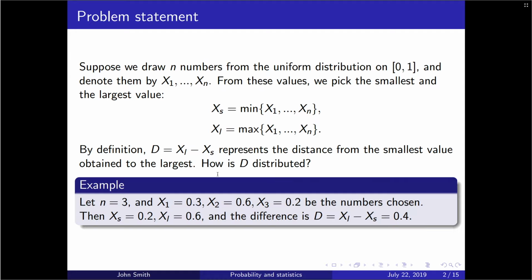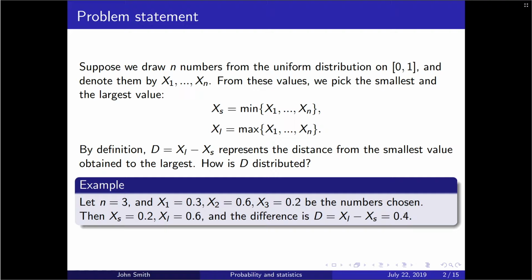To make it more clear, let's look at an example. Here we have a sample of three values, 0.3, 0.6 and 0.2. In this case, the smallest value is 0.2 and the largest one is 0.6. So the difference between them is 0.4. We want to know what we can expect when we repeat this experiment a number of times for any sample size. We know from the constraints of the problem that d lies somewhere between 0 and 1. But which values are more likely to be obtained?